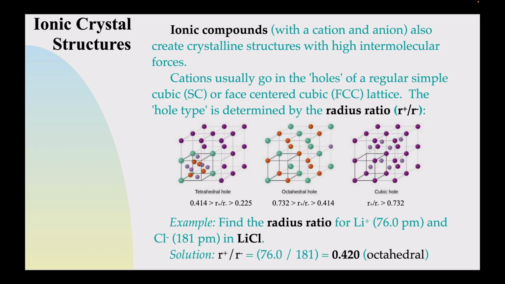But again, to figure out a radius ratio, you do need the radii of the anions. You'd want to make sure you use lithium plus and not lithium. You'd want to make sure you use chloride and not chlorine, all right? Cations get smaller than the metals they come from, and the anions usually get bigger than the atoms they come from. So make sure you use the ionic versions.